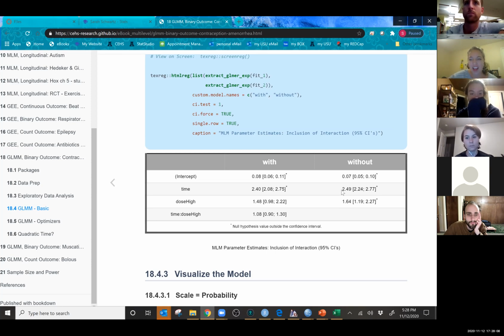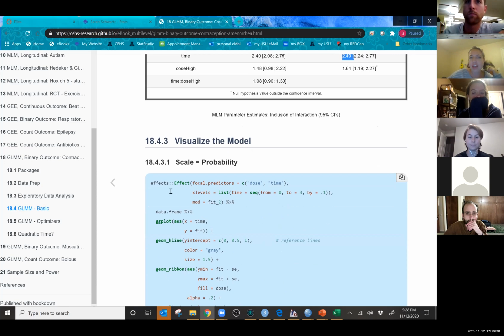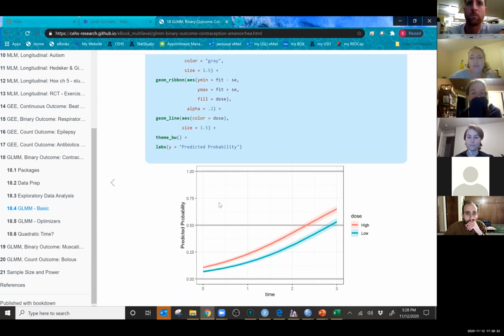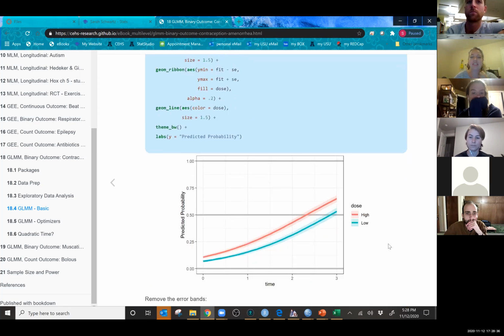What does this time variable tell us? The odds of amenorrhea more than double each 3-month interval. Now, that's okay to talk about, but usually it's helpful to visualize, right? We like visualizations. So I'm going to go in and try to make a simpler plot syntax. This is the old syntax, but we get a picture like this.